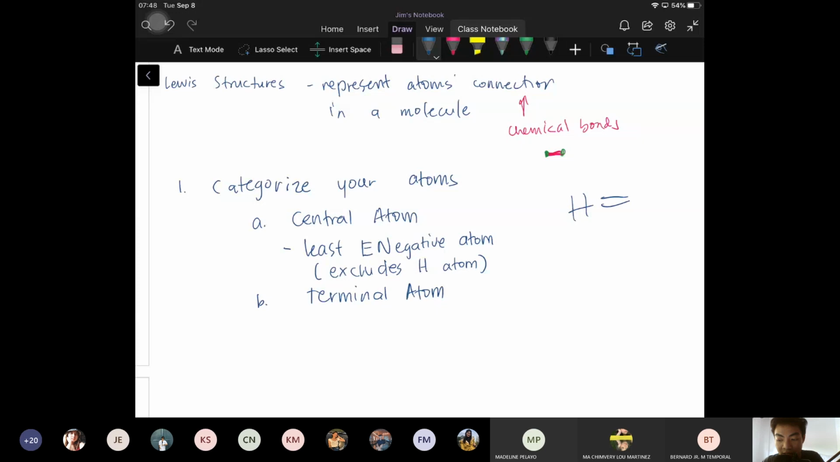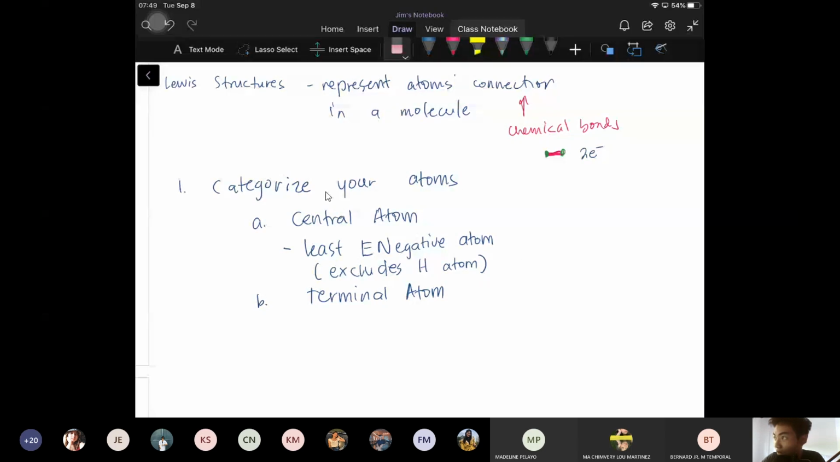Wala rin kayong makikitang double bond na H na walang ganyan, kasi 2 electrons lang kaya niya. Okay? And again, sa isang bond, sa isang line, ilang electrons uli? Dalawang electrons. Keep that in mind, ha? Okay. So that's our first category.